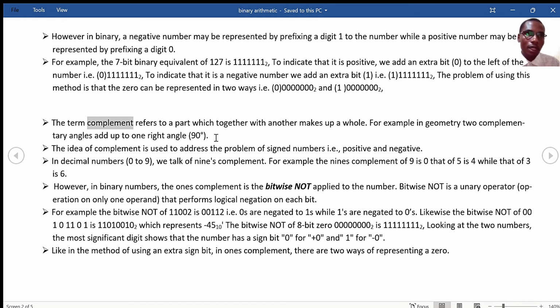The same way, we can apply the complement method, whereby you write a number. This mostly applies when we are subtracting binary numbers. So that idea, we can also apply it in binary numbers.